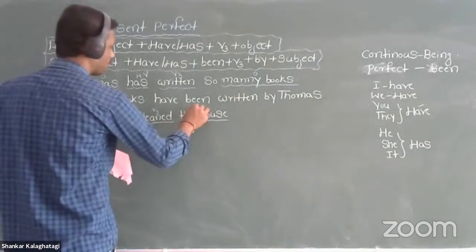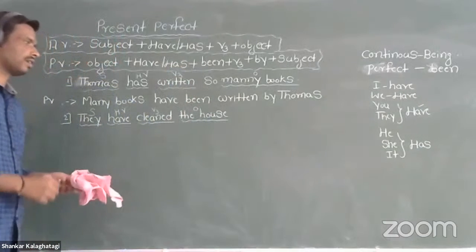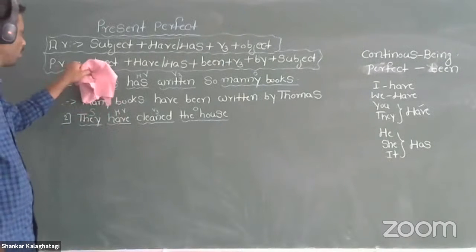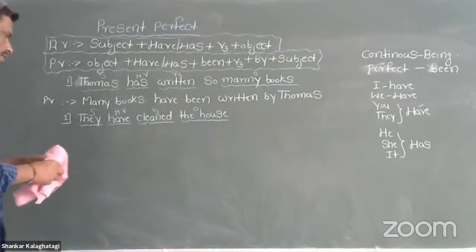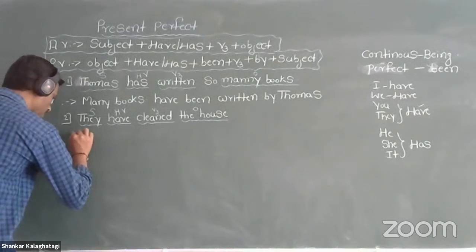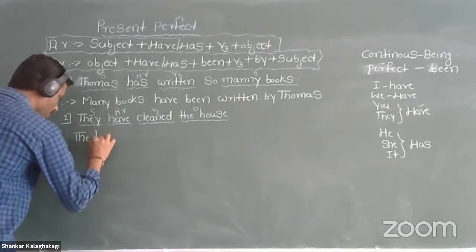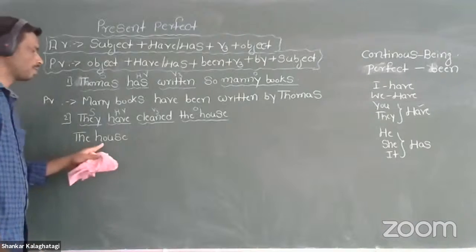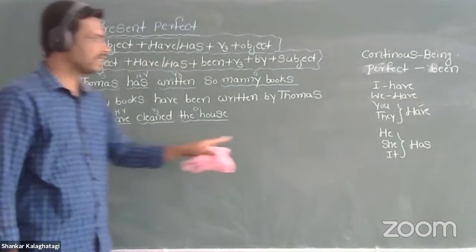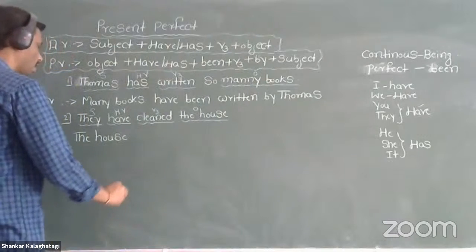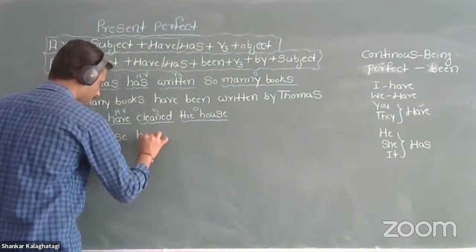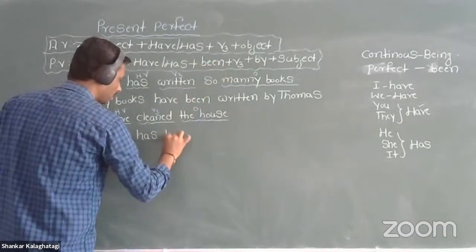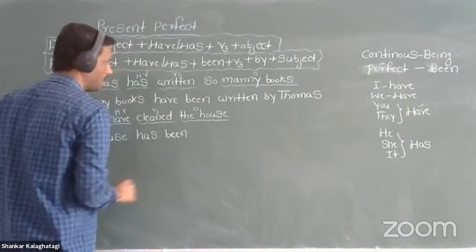Okay. The house is our object. According to our structure or rule, first we have to write the object, that is, the house. The house is singular. We will use the pronoun "it" for it. So whenever it is there, we have to use "has." The house has. After that, we write "been." The house has been.